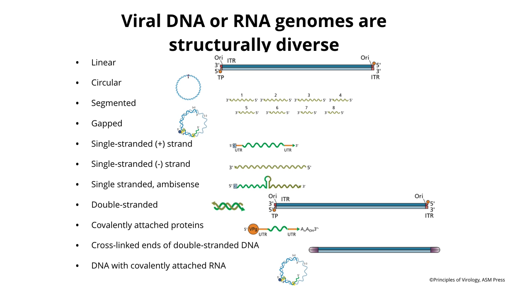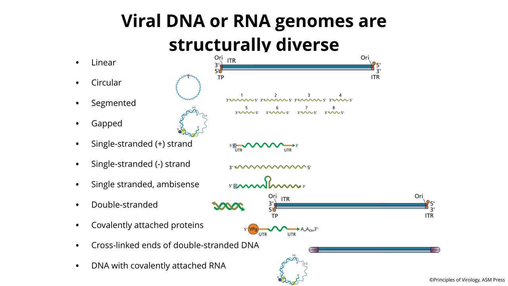Some genomes are attached to proteins. That can be DNA or RNA. There's a protein called VPG attached to the end of this RNA. And above it, there's a double-stranded DNA genome with a small protein called TP attached at either end. And we'll explore what those are doing later on.